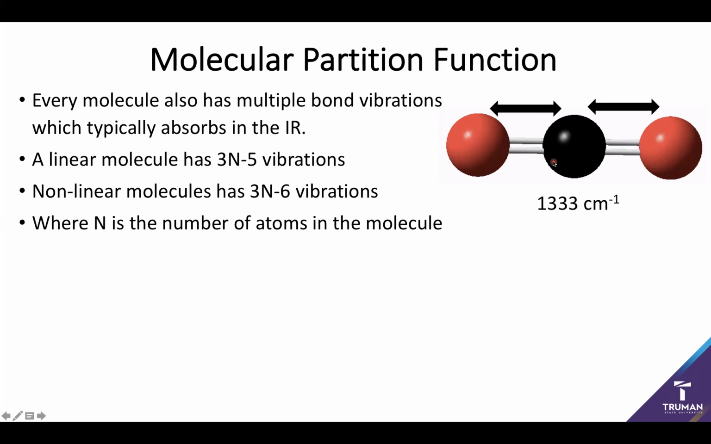However, with CO2, when I've got 3 atoms, I've got 3 times 3, so 9 minus 5, so I've got 4 different vibrations. Those occurring between the carbon and each of the 2 oxygen atoms, as well as bends in and out of the plane. However, when you have nonlinear molecules, you essentially gain an extra rotation and essentially lose that at the cost of a vibration.